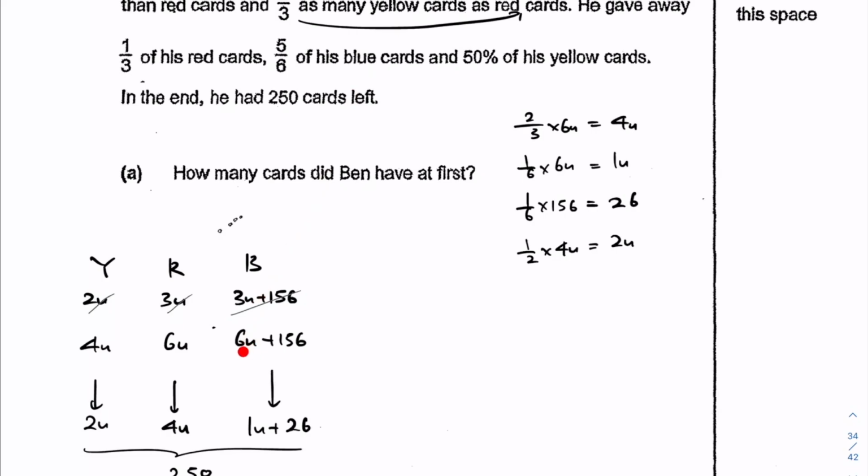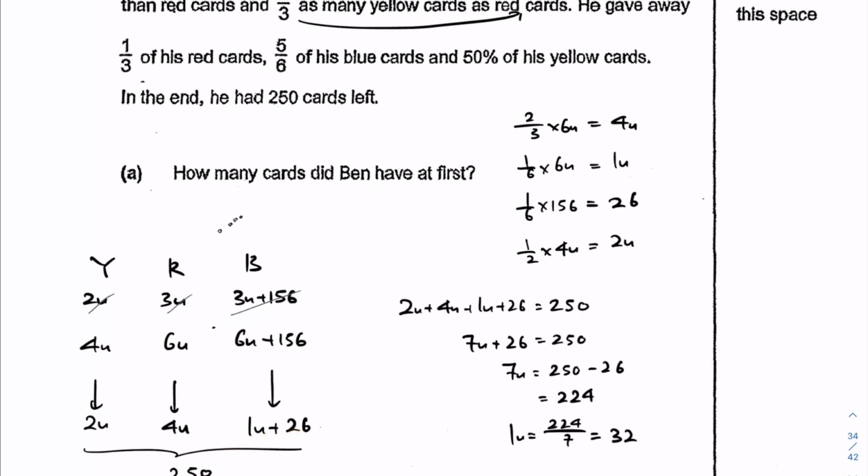So what's 1/6 of 6 units? Right, that's 1 unit. What's 1/6 of 156? That's 26 remainder. Next one, half of his yellows gone means half of his yellows left. In the end, this is going to represent all together 250 actual cards.